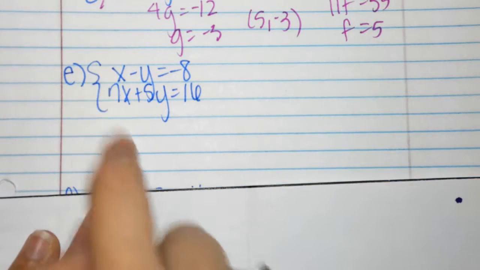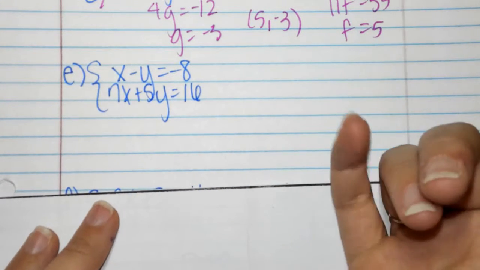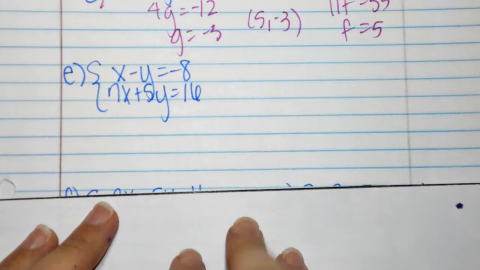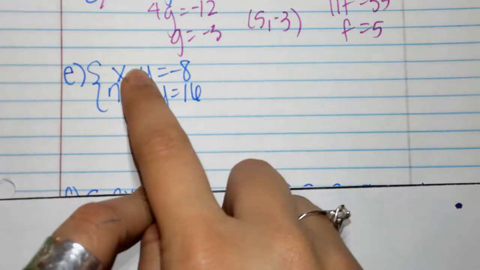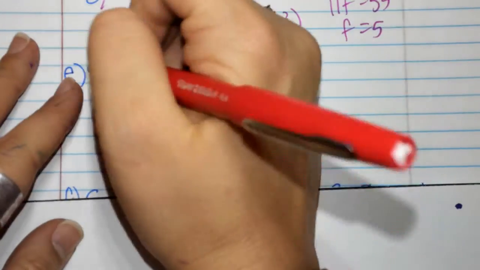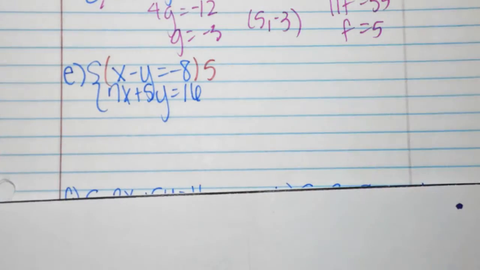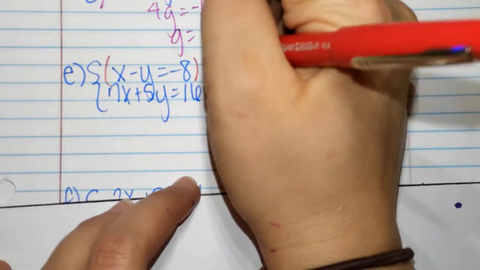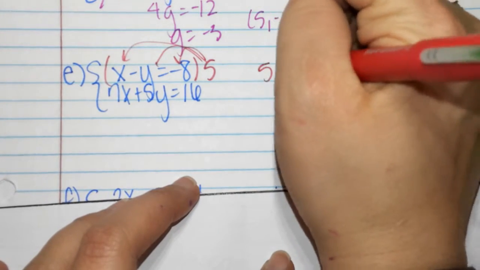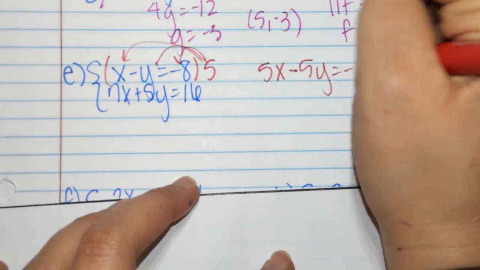Alright, so now, we need to eliminate the one with opposite signs if we can. Do we have opposite signs here? Yes. On the X or on the Y? Y. Now, to make these have the same number, what could we multiply the top by? 5. Alright, so we have to multiply everything by 5. That's 5x minus 5y equals negative 40.